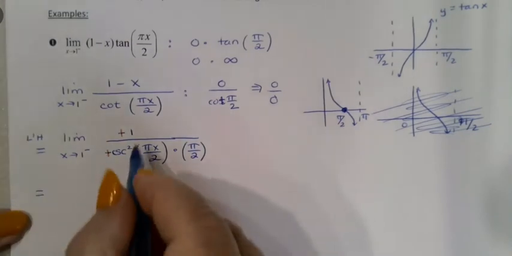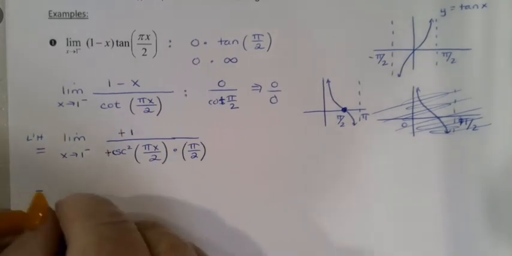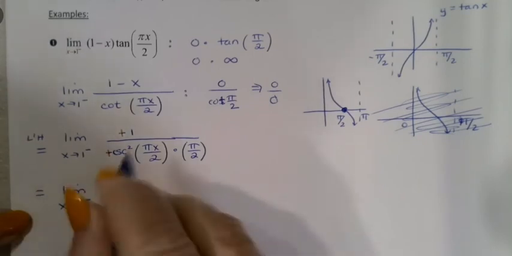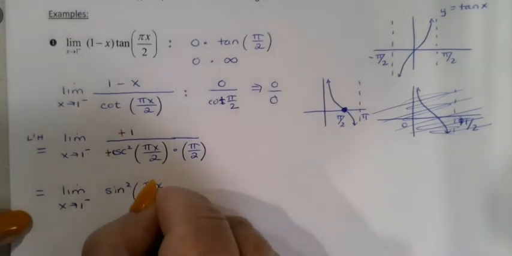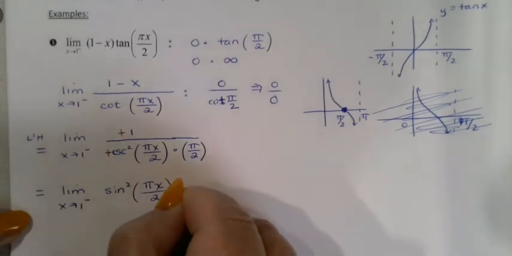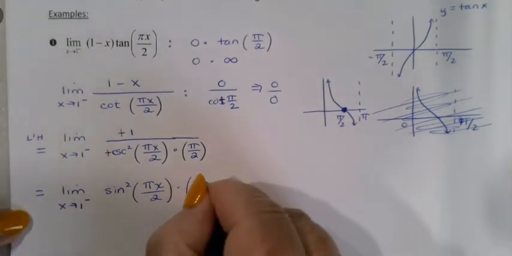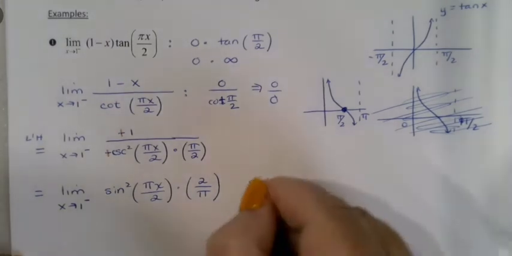And that would give me, let's see, the reciprocal of cosecant is sine. So if I want to bring it to the top, that would be the limit as x approaches 1 from the left of sine squared pi x over 2. And dividing by that, the reciprocal of pi over 2 is 2 over pi. That's a lot nicer. Sine is never undefined, right? So what have I got here?